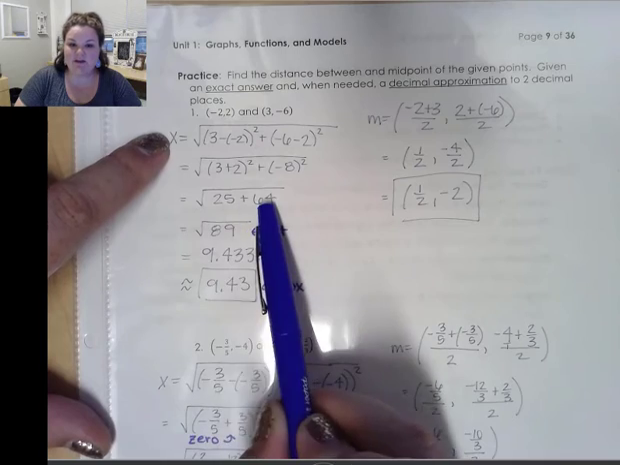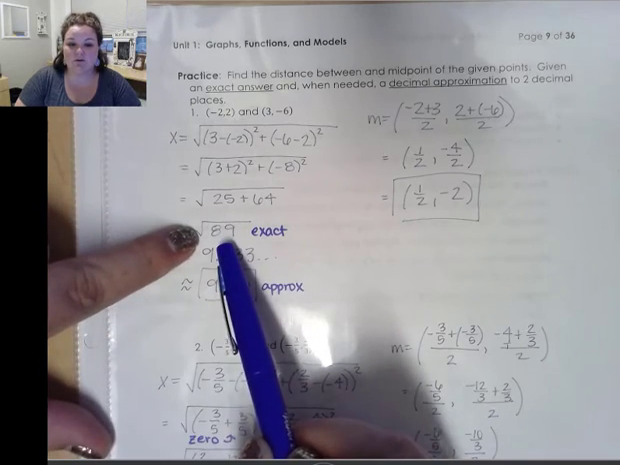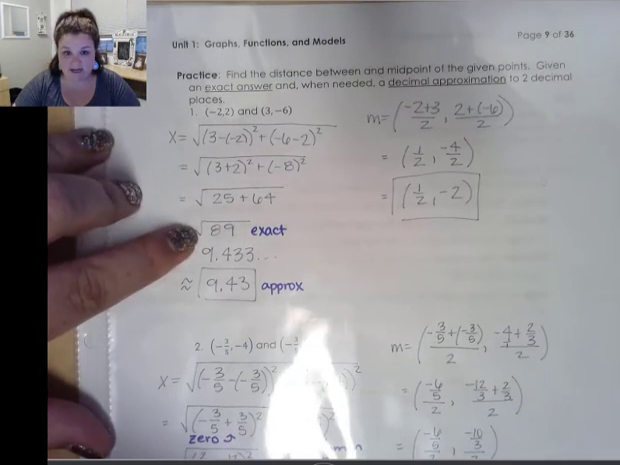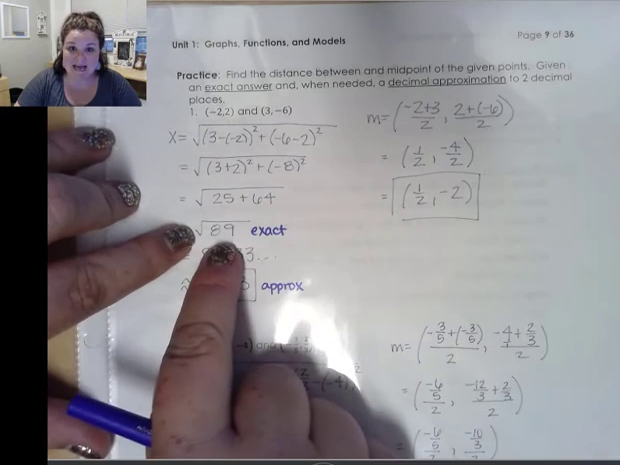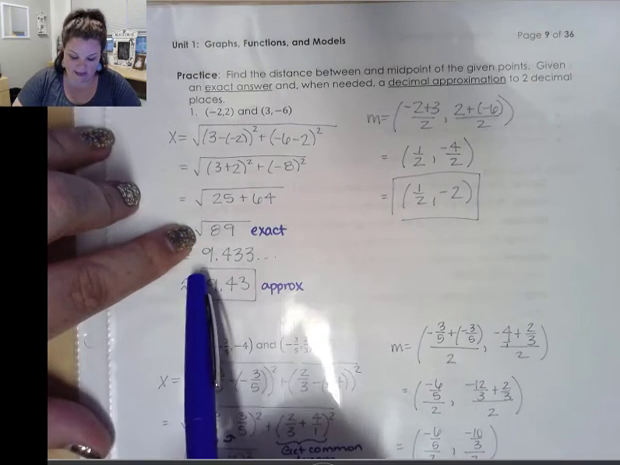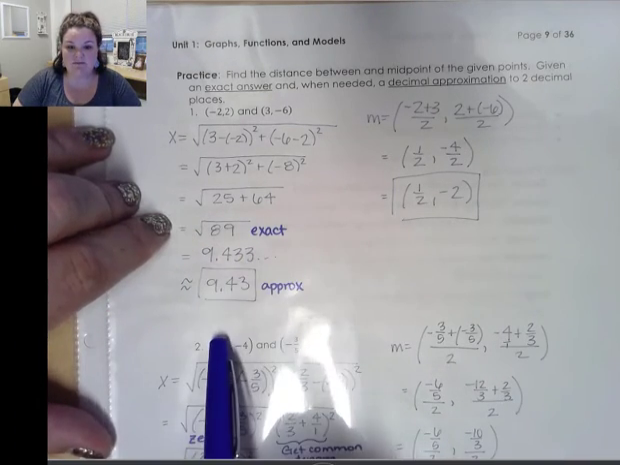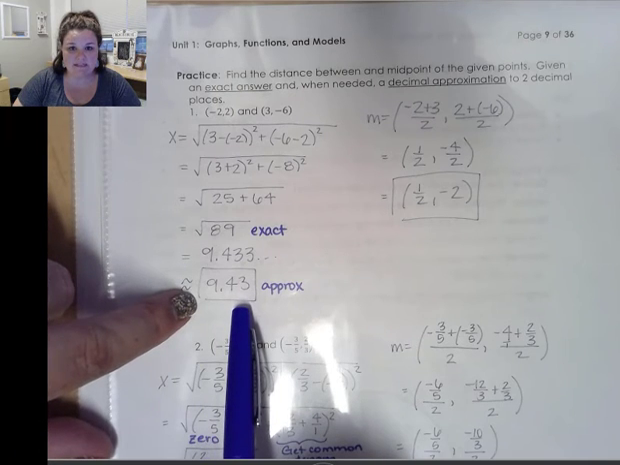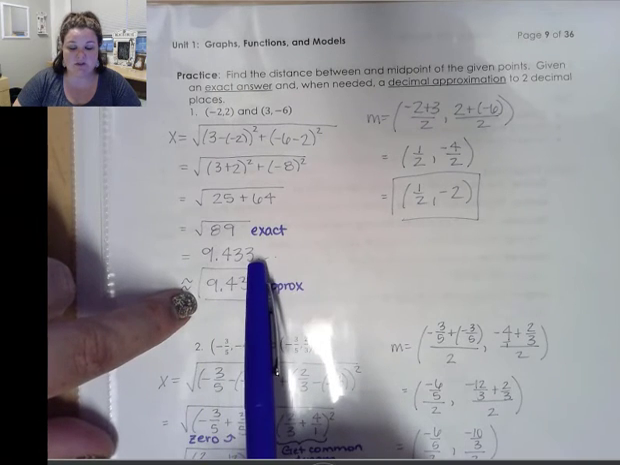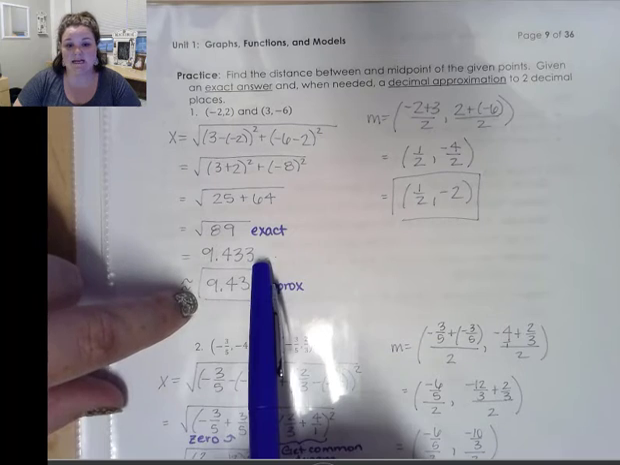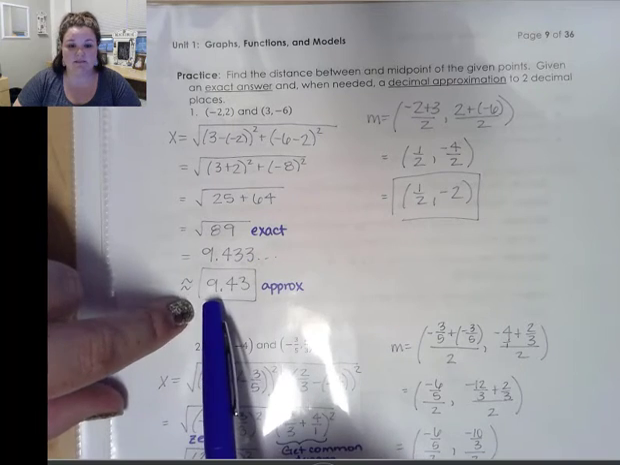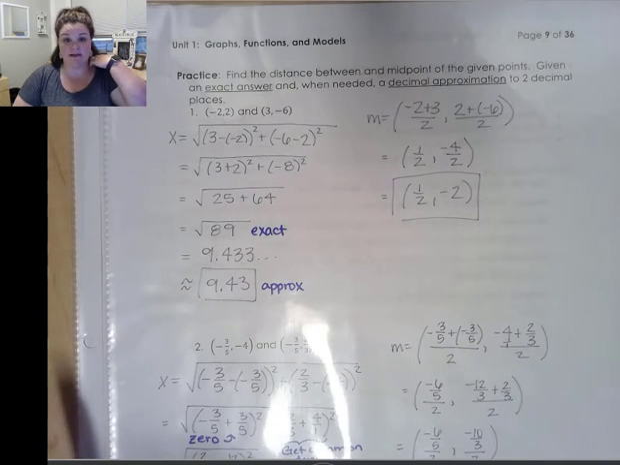So when I combine my 25 and my 64, I get the square root of 89, which is not pretty, right? But that is my exact answer. And then I can go ahead and get a decimal approximation for it. We round to 3 decimal places. And since there's a 3 behind my second decimal place, it's not going to bump it up. So our approximation is 9.43.